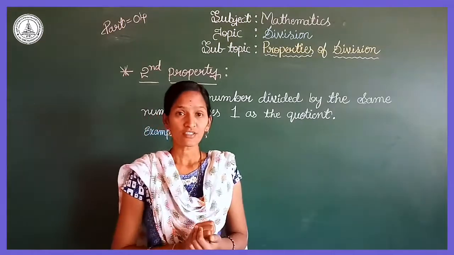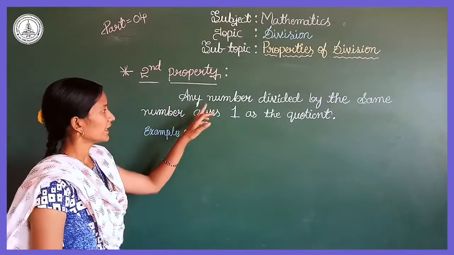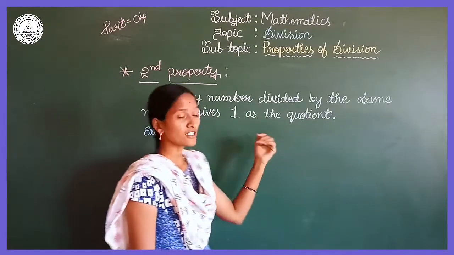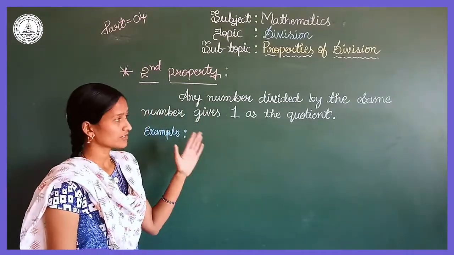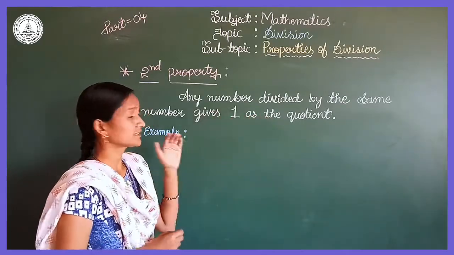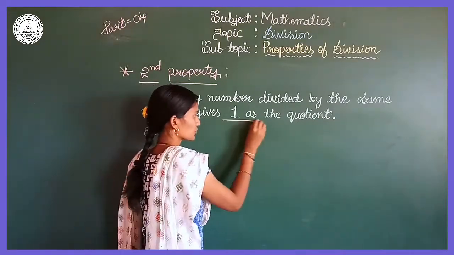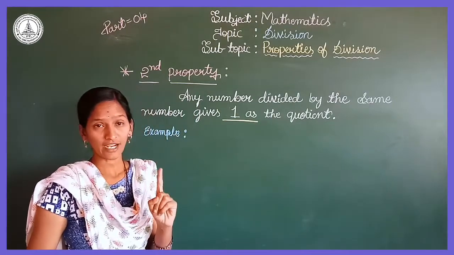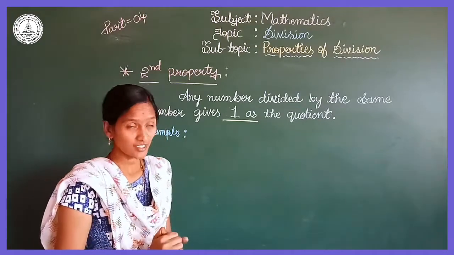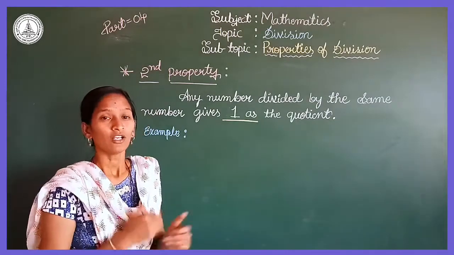Right? So students, now come to our second property of division. See what it tells. Look here. Any number divided by the same number gives 1 as the quotient here. Right? So this is the second property. What does this mean? Any number divided by the same number gives 1 as the quotient. So here, which is the quotient? Only 1. Right? But in the last property, the same number itself is the quotient. But here 1 is the quotient. So how? See, look here.